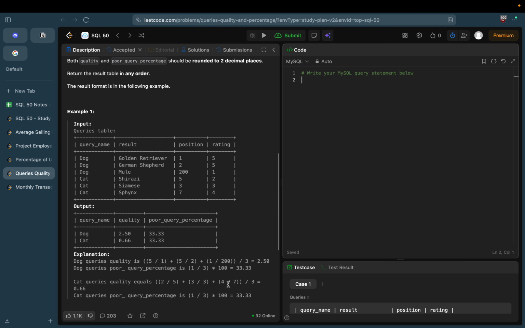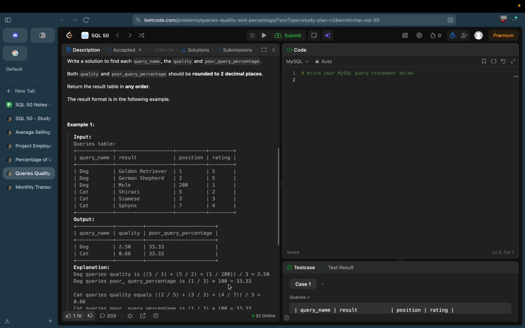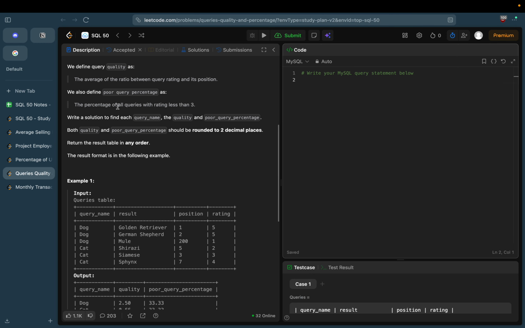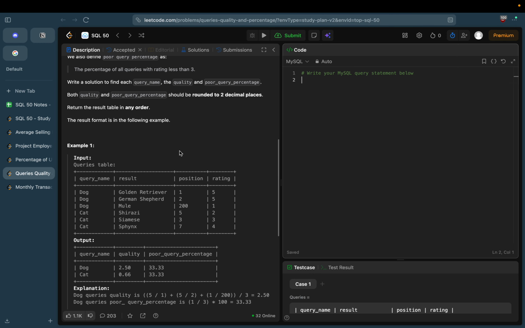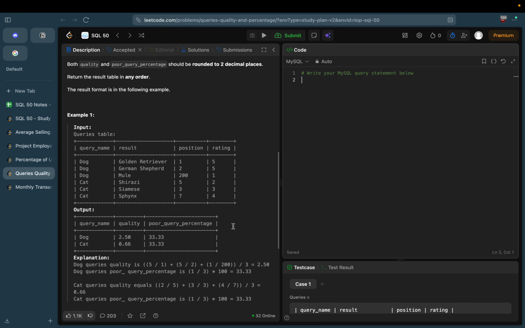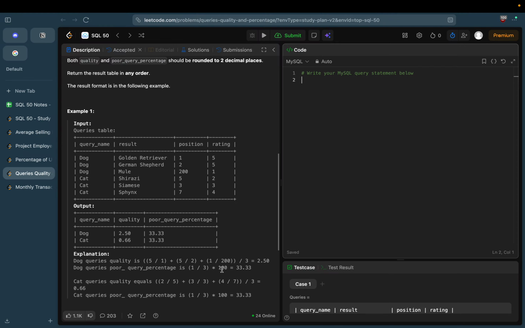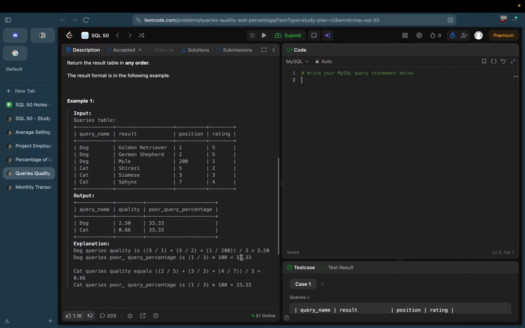And the poor query percentage is the percentage of queries less than 3. Simply we can see the ratings. We only have a single row where the rating is less than 3. So 1 divided by 3 gives us 33.33%. And again, this is also multiplied by 100. So we need to take that into consideration while writing our query. So we are only counting things if the rating is less than 3. So somewhere we'll be using the if function.